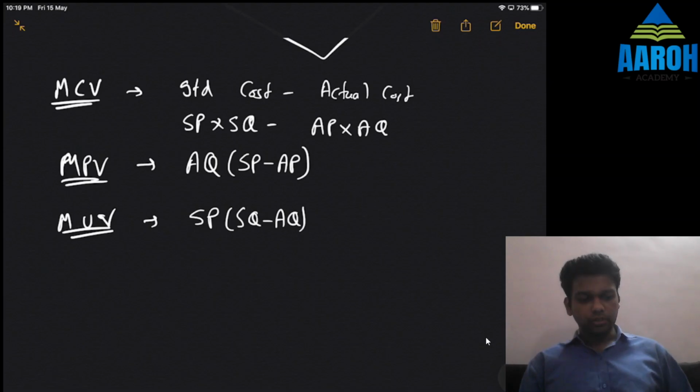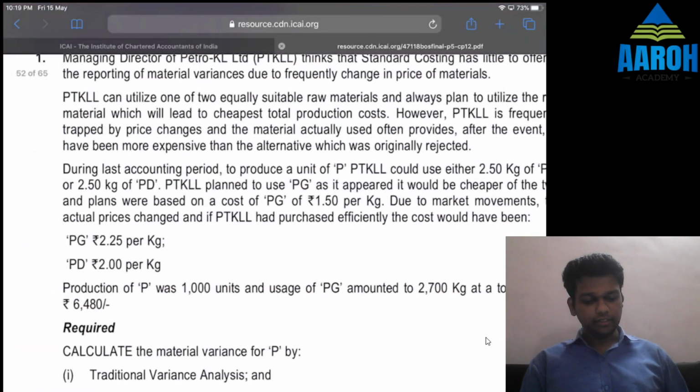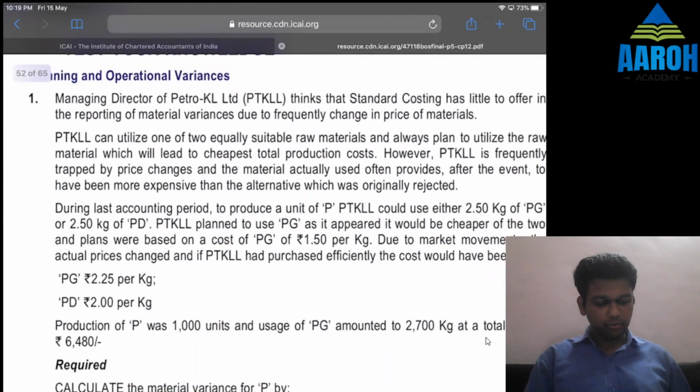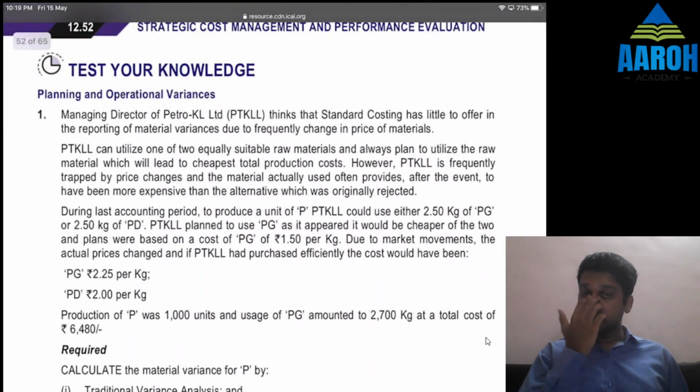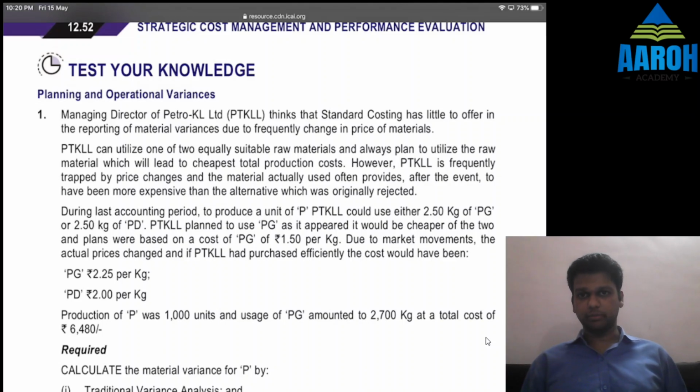Okay, so let's go to a question. It is the first question in the SCMPE module in Test Your Knowledge. This same question, the exact same question, is also there in the AMA module. So old syllabus students can also use this question, it is also useful for the AMA standard costing chapter. Okay, so let's read the question carefully first.